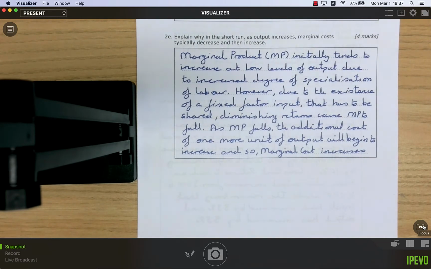Okay, explain why in the short run, not in the long run, but in the short run, as output increases, marginal costs typically decrease then increase. Well, let's define what marginal costs are. Marginal cost is the cost of producing one extra unit of output, right? Now, at low levels, in the short run, what happens? Why do the costs of producing one more of the exact same good fall and then increase?